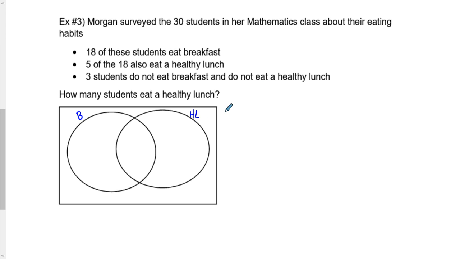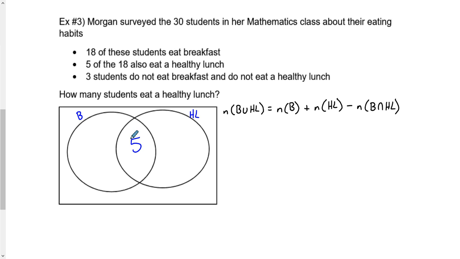The equation would then be number in breakfast union with healthy lunch would equal the number that eat breakfast, add the number that eat a healthy lunch, subtracting the number that eat breakfast and a healthy lunch. Let's fill in what we have. It says that 18 students eat breakfast, so this entire circle here needs to be 18. 5 of the 18 also eat a healthy lunch. Great, we can do that right away.